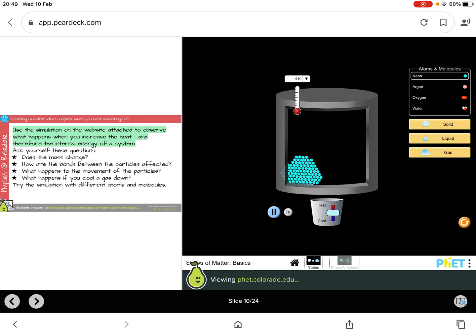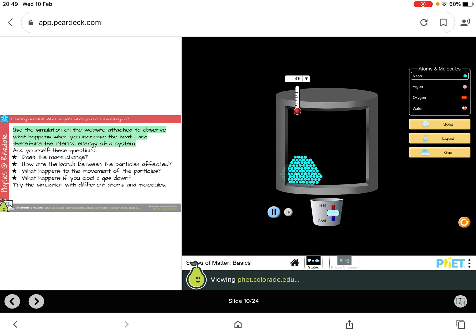So I gave you some questions to consider. When a change of state takes place, will the mass change? So the answer is no. There are the same number of particles and the particles themselves have not changed. So the mass will be conserved, which is a fancy way of saying it stays the same.